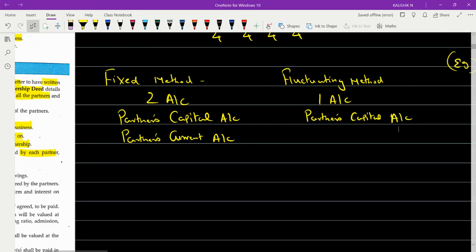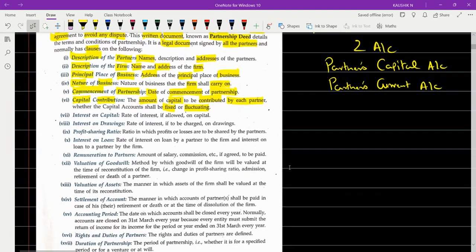Okay. Now let's move on to the next concept. It is given very clearly: interest on capital. That means, what is the rate? The rate you're going to allow on the interest on the capital, whether it's 5%, 10%, 15%, that should be mentioned.